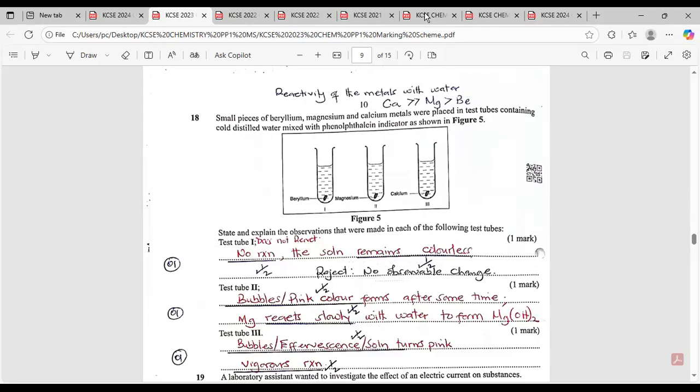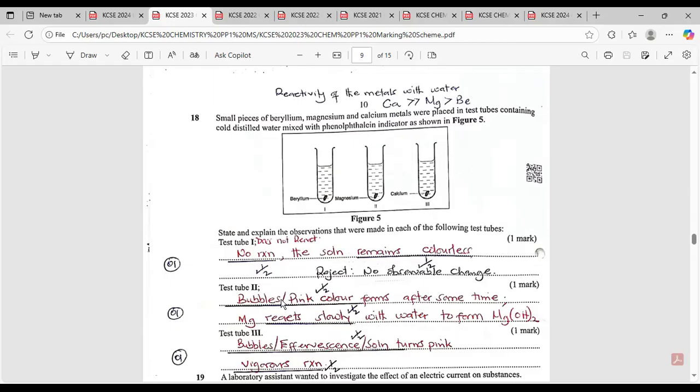So now the question was, state and explain the observations made. In the first one, beryllium, we know that in group 2 elements, reactivity increases as we go down the group. So the first one, there was no reaction. Now the question is observations made. What are you expecting? We are expecting bubbles. So we can say no bubbles, or the phenolphthalein indicator will not change to pink. You can see they say reject no observable change because the question is on the observations. So for the first one we say no reaction, therefore the solution remains colorless. This is because the question is tied to the observation.